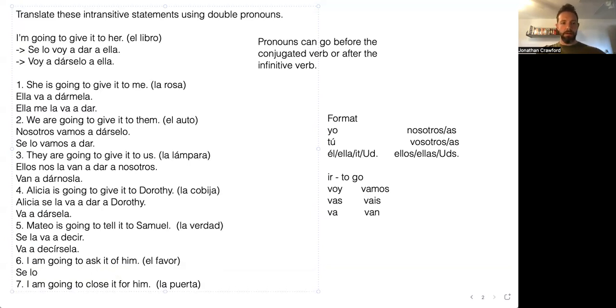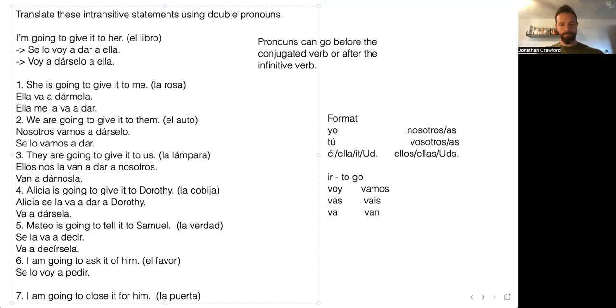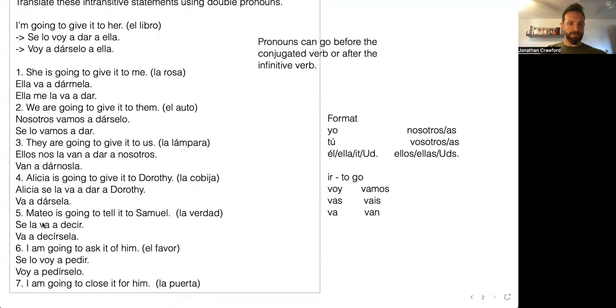Se lo voy a, and then it's to ask it. If you're asking a favor, it's not preguntar. It's pedir. Se lo voy a pedir. Or you can say, voy a pedírselo. And I'm almost out of room, so let me just scoot these up a little bit.